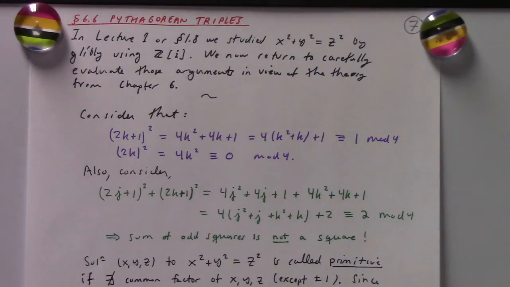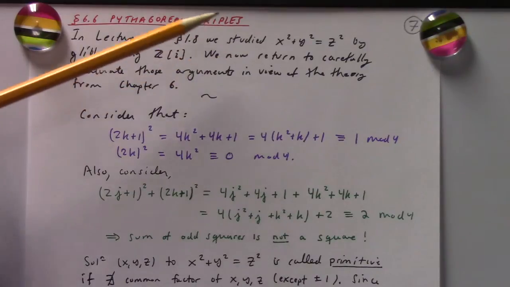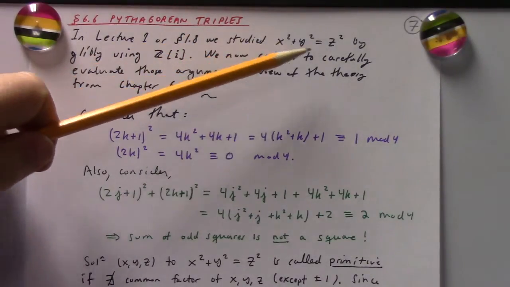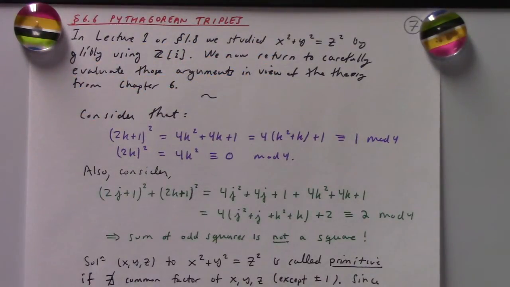Okay, so the Pythagorean triples, we talked about at the start of the course, first lecture, right? x squared plus y squared equals z squared, looking for integer solutions. And at the very end of our discussion, we just sort of glibly used the Gaussian integers, and we made some claims that weren't justified at that time. It turns out that with some slight modifications, they were actually reasonable. So let me just talk us through it.